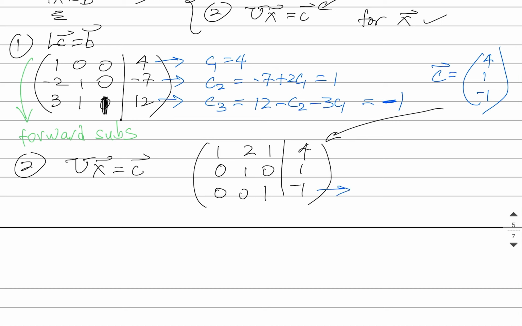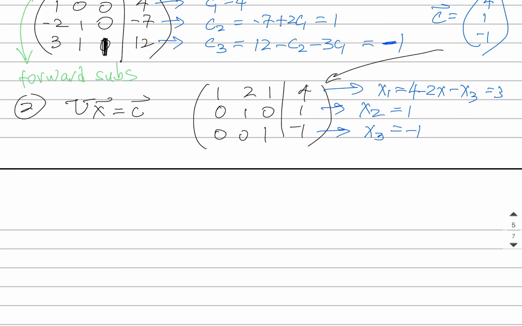I can see that x3 should be negative 1. So I'm starting at the bottom and then going up. Luckily for me, I have a 0 in here, but x2 is also 1. I'm going to put both of those into this top equation. I'll have x1 is 4 minus 2x2 minus x3. So this is going to give me 4 minus 2 is 2, plus another 1 is 3. So what I've just found is that my solution vector x is 3, 1, negative 1.